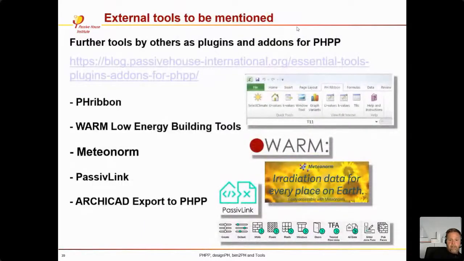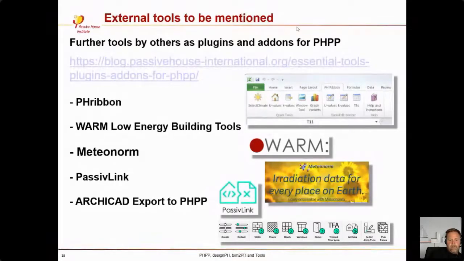There are also external tools I'd like to mention, like, for instance, PHPP Ribbon from the UK, Warm low energy building tools, also very helpful, and tools like Meteor, Passive Link, or the ArchiCAD export. We currently have this in our iPHA blog. You can look at that and see this information with links. We didn't really check these tools, but they're available. So the responsibility is on the developers.